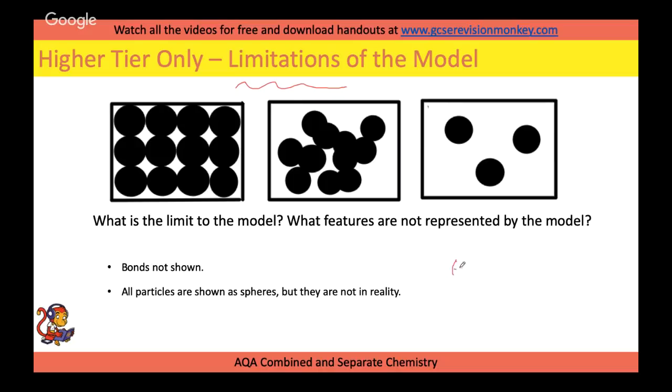So you get water, for example, that's a water molecule, ignore that. That's not a spherical shape, but all of these particle diagrams are shown as spheres. So just look out for the things that the model doesn't show you.